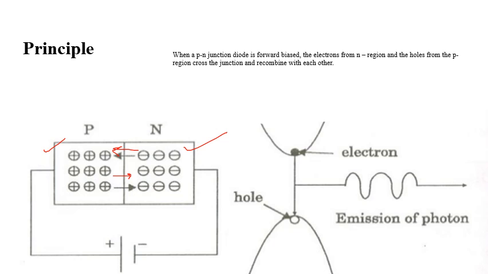This is forward biasing. On this side, you are observing the valence band, and whenever an electron moves from a higher level to a lower level, this gives us energy in terms of photons.